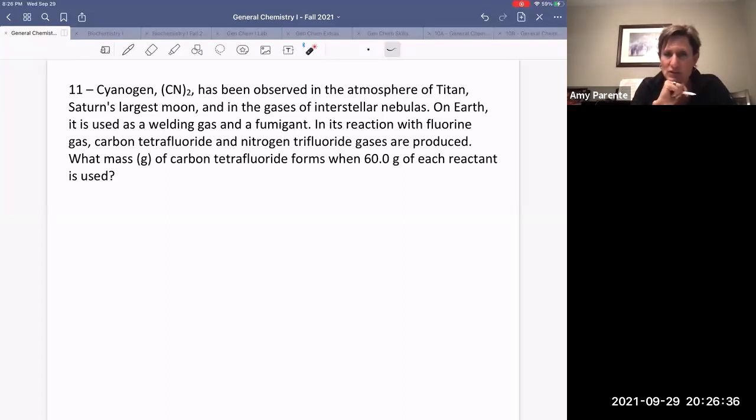So what I'm going to do in a second is stop sharing my screen, just so you don't peek and see the next answer. I'm going to put up the balanced chemical equation, and I'll put up the answer as well, so that you can see if you're right. But try working on this limiting reactant problem.